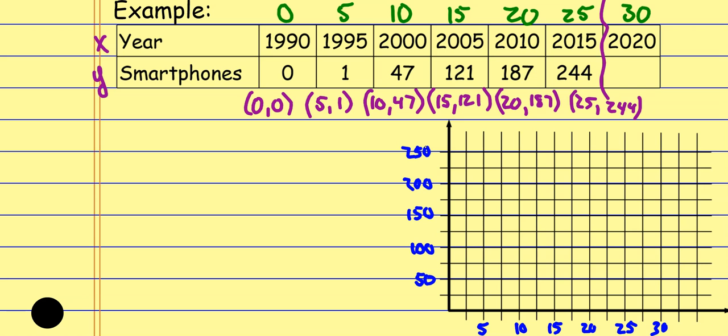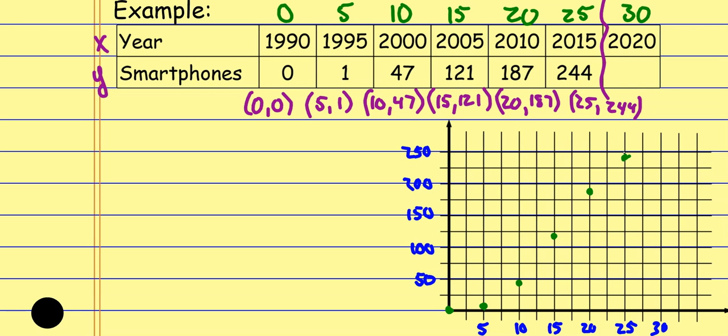So really, it's just a matter of treating that data like an XY chart and plotting these points. So we've got 0, 0. We've got 5, 1, and again, I'm estimating 1 would be down there somewhere. 10, 47 would be just under the 50. 15, 121. So right here is 125, so a little bit under that. 20, 187 would be somewhere right in between there. 25, 244 would be just under this one. Yeah, so that looks good.